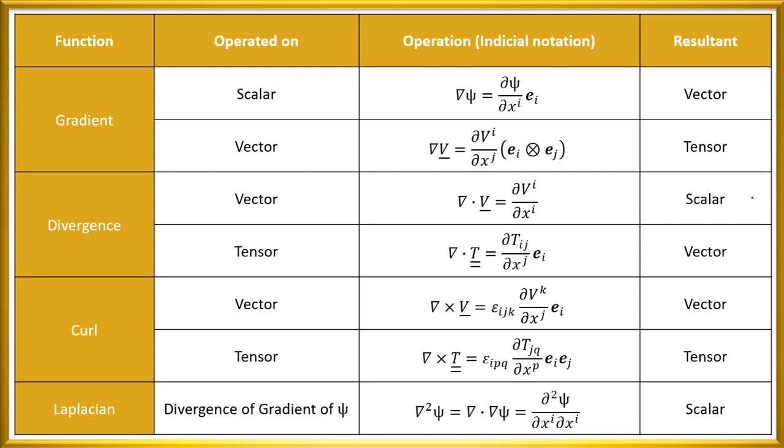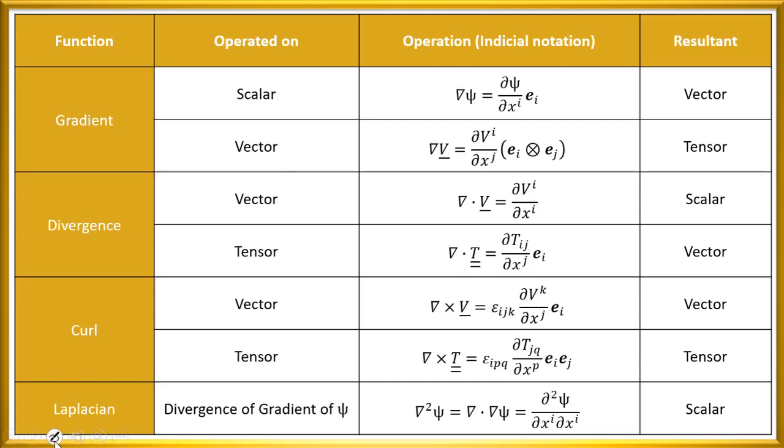In this lecture, we are going to look at what happens if a gradient, a divergence or any operation or function acts upon a scalar, vector or tensor, what will be the resultant and how it is expressed in terms of Einstein's notation. Therefore, let us look into our first operator, that is gradient.